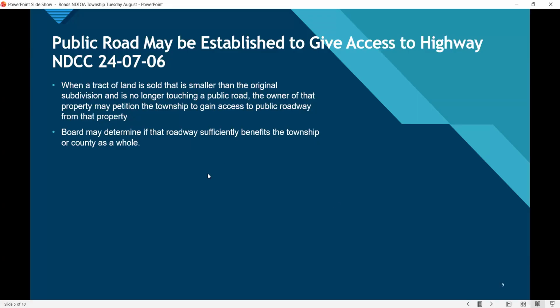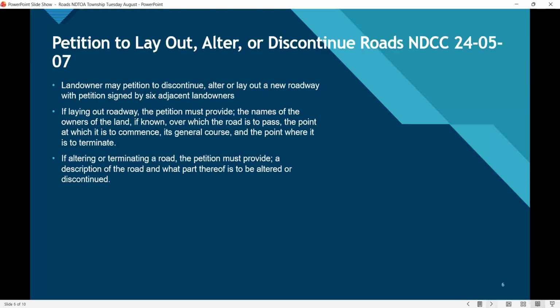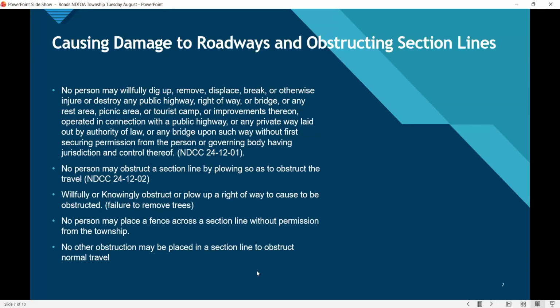I'm confused then. So you're saying they would still have to get an easement from the other landowner, right? Crossing somebody else's land, they're not able to do it without permission from that landowner, correct? Okay. Yeah, the township can't force someone else to make that road. No, that's what I was hoping. Okay, thanks. Yeah. All right, next we'll talk about causing damages to roadway or obstructing section lines.